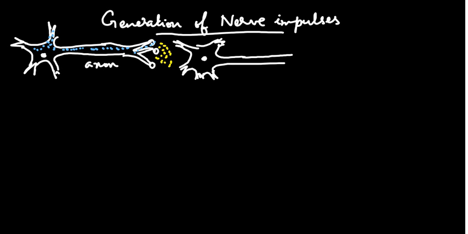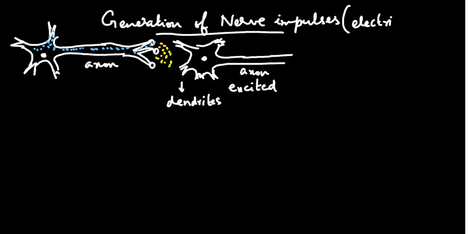So this is when the second neuron over here is said to be excited. The neuron is said to be excited when the dendrites receive a nerve impulse or electrical impulse. So what all changes happen in the axon? How are these nerve impulses or electrical impulses created?